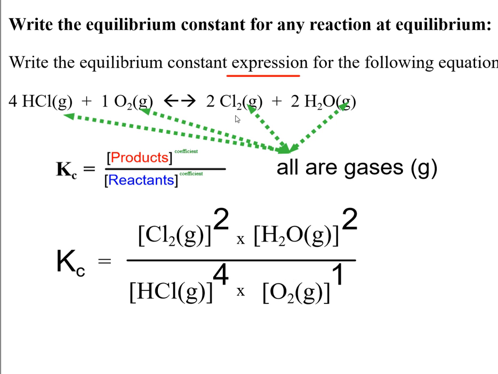So here are my products. My chlorine and my water gas are going to be my products. My oxygen gas and my hydrochloric gas is going to be my denominator.